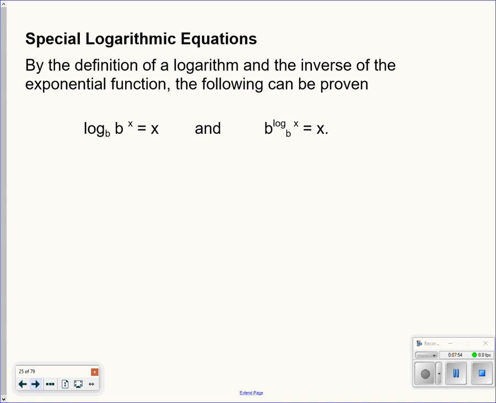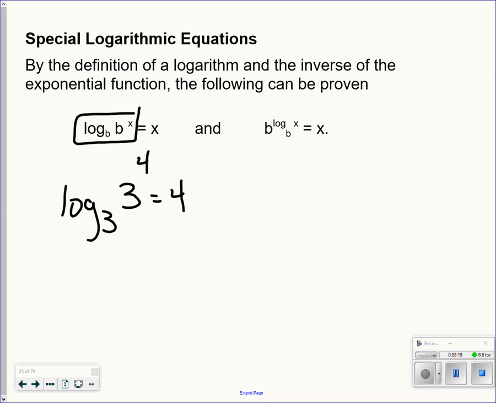Some special ones. By definition, a logarithm is the inverse of the exponential function. The following can be proven. Log base b of b to the x equals x. Again, this is a special situation. If you ever have a base of the same number raised to an exponent, then that exponent will always be the answer.